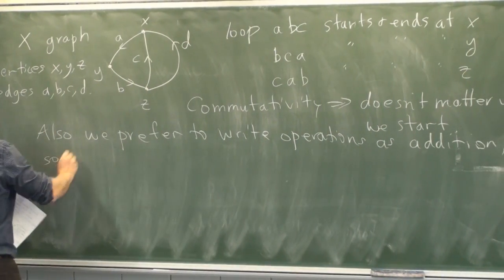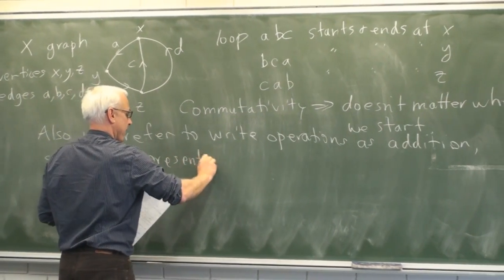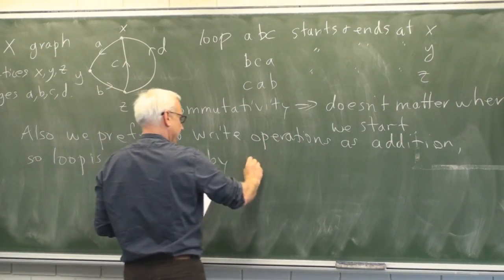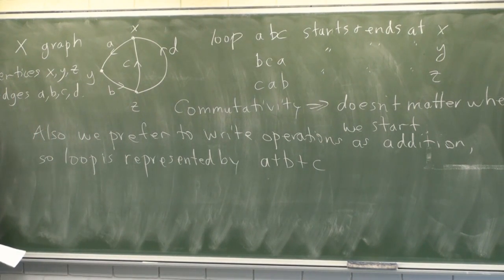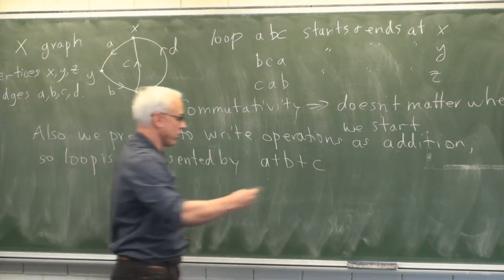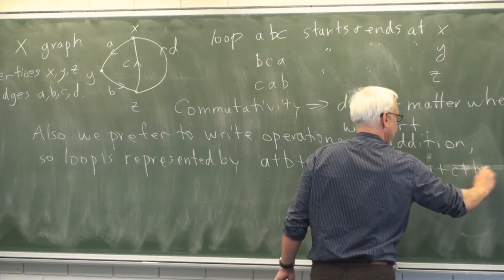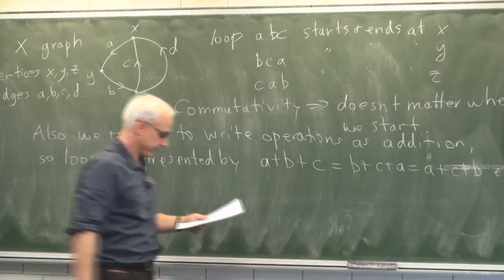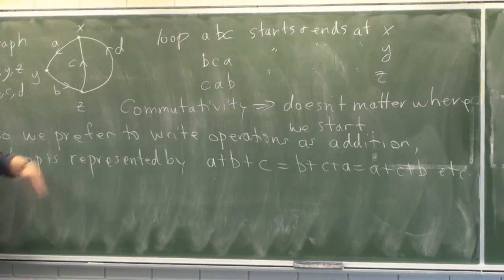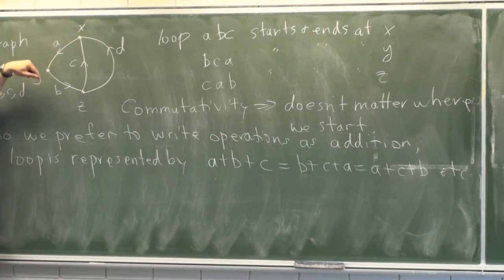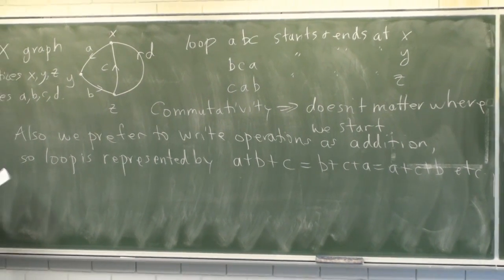So the loop will now be represented by the expression A plus B plus C. And we'll agree that it doesn't matter what order we take. That's the same as B plus C plus A equals A plus C plus B, etc. This is an expression that actually represents going around. So we're going to call this particular kind of expression a cycle.